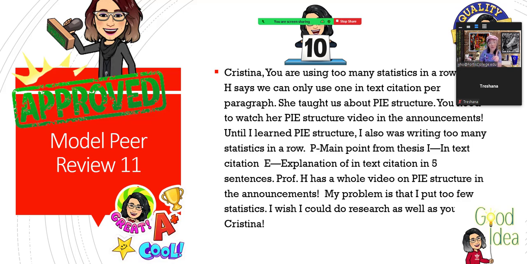What is PIE structure? P is the main point from the thesis. I is the in-text citation, and then E is 5 sentences that explain that in-text citation. And I explain that very well in the video. That way you don't overwhelm people with this statistic, that statistic, that statistic, all over. You just use one statistic and then explain what that statistic means in 5 sentences. And then that becomes your entire body paragraph. So that is how we use statistics, so that we have a lot of original thinking in our paper. And even when you paraphrase and put it into your own words, you still have to cite the source.